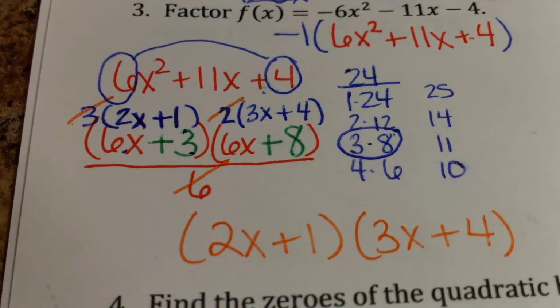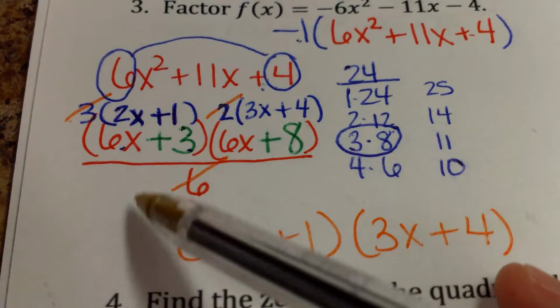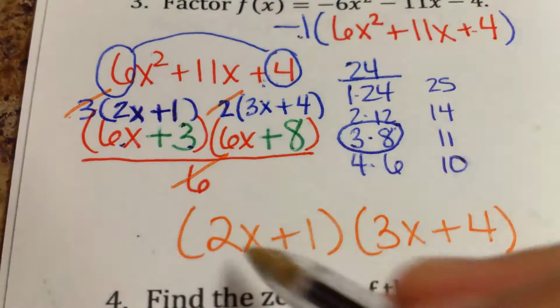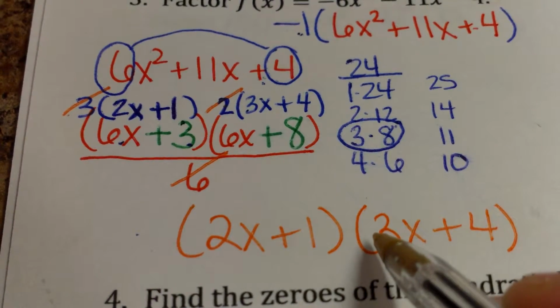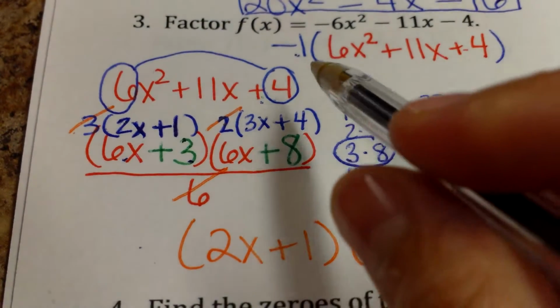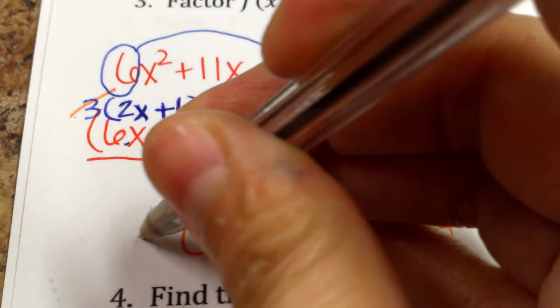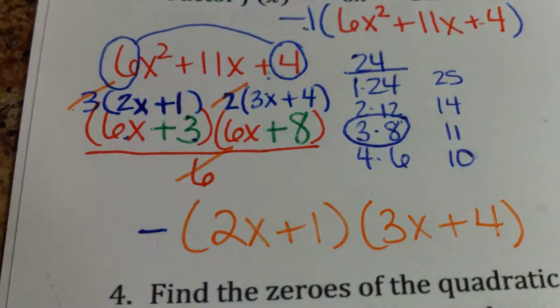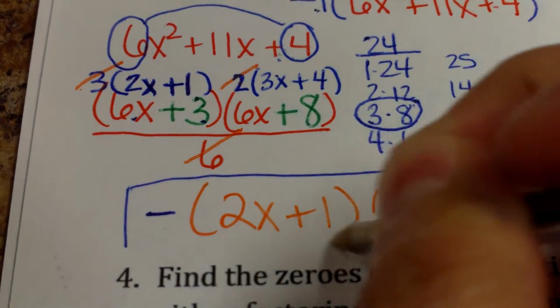But remember at the very beginning we factored out that -1 right here? Well, we need to put it in front of our answer. Because if we were to do FOIL here, 2x times 3x would give me positive 6x squared. But we want that negative 6x squared from the very beginning of our answer. So we're going to put the negative in front. You could put a 1 there, or you could just put a negative. Either way, it's correct. But there's your answer.